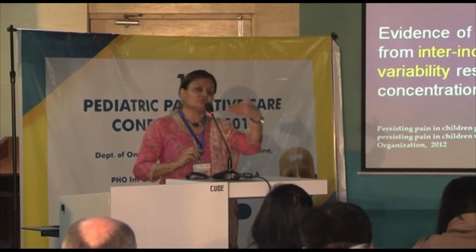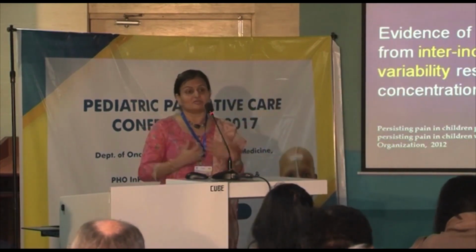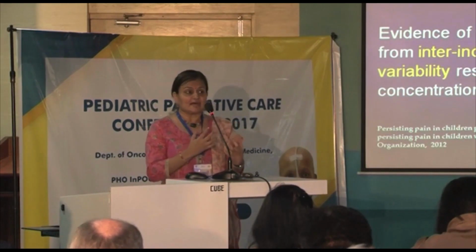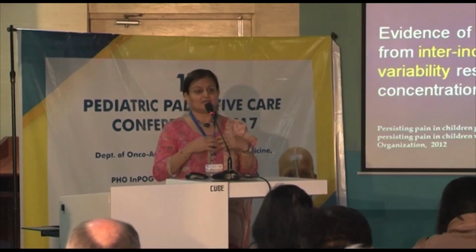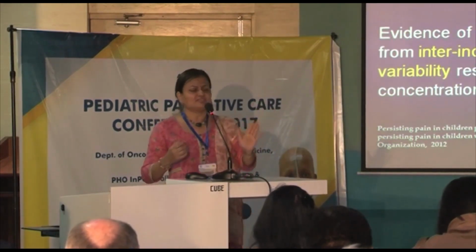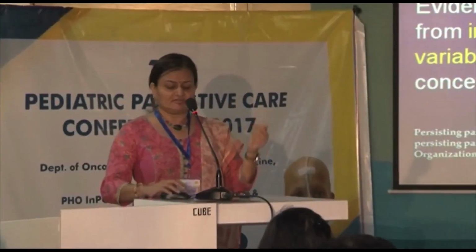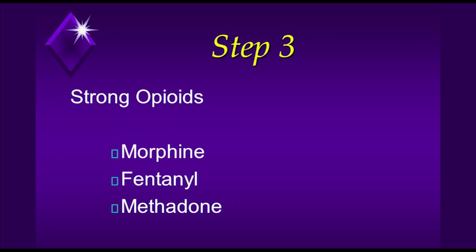So they're saying, even for tramadol, we don't know how it behaves in the body. Because of this unreliable plasma concentration which we may achieve, they say do away with step 2. Don't use step 2. Straight away go to step 3. Step 3 means strong opioids. The common strong opioids which we have in India are morphine, fentanyl, methadone. These are the 3 strong opioids which we use in India. So if Pradeep needs step 3, we have to use one of these opioids.